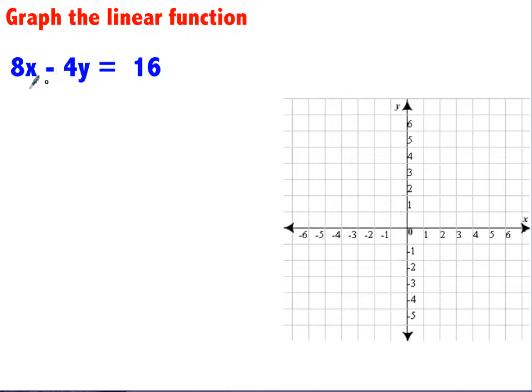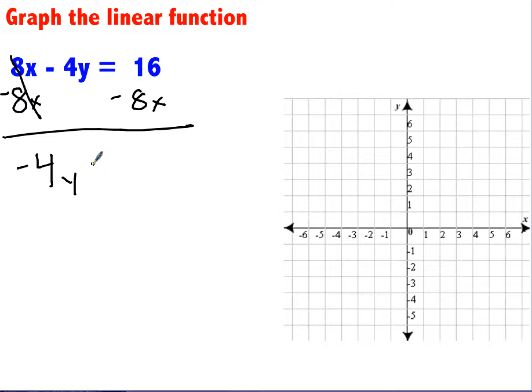Okay, so what I want to do is move over the 8x first. Always move over, if the x is on that side, always move that over first. So I can subtract 8x from both sides. These cancel. I'm left with negative 4y equals negative 8x plus 16.